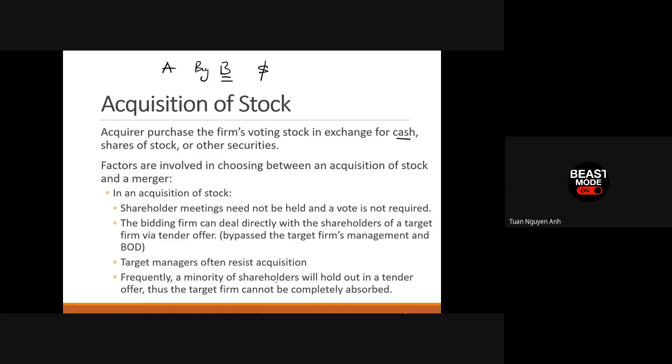Frequently, minority shareholders will hold out in a tender offer. You know that when you buy enough voting rights, you can control the firm. So you do not need to buy 100% of the firm to control the company. You only need enough voting rights to control. So most of the time, minority shareholders will hold out in the tender offer.